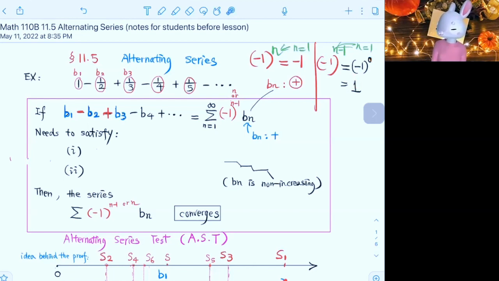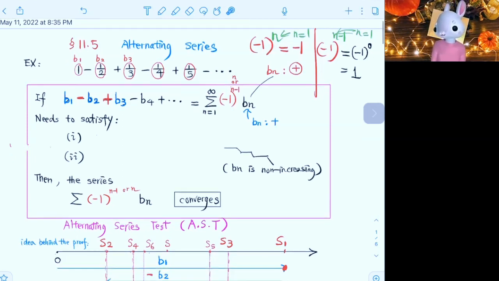So in this case, for this series over here, you should put negative 1 to the n minus 1 power. But if you have another alternating series that starts with a negative term, suppose this is like negative 1, positive 1 half, etc., then you'll put negative 1 to the n. So you just need to test it out.